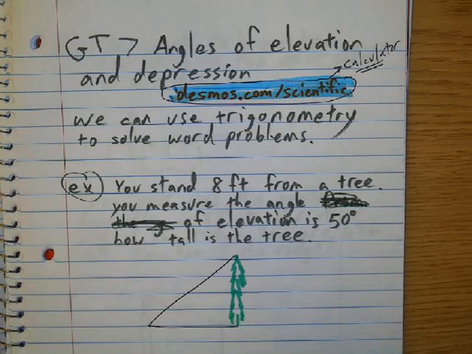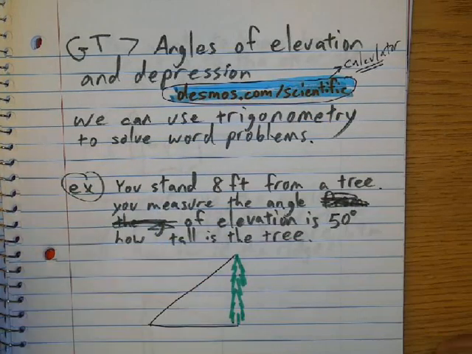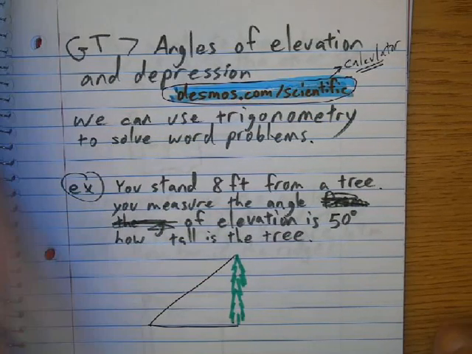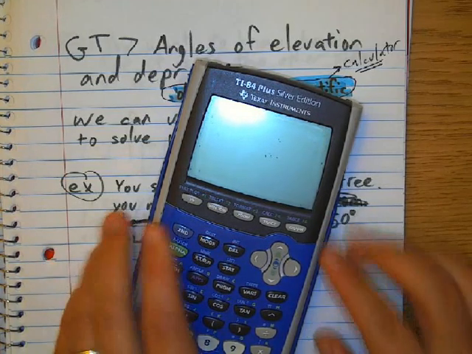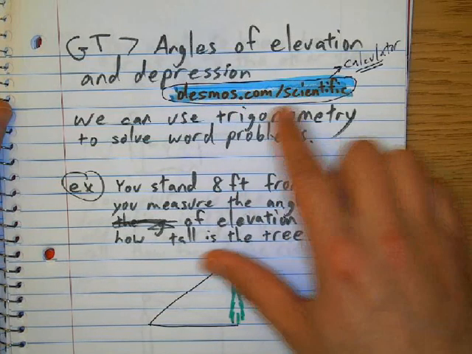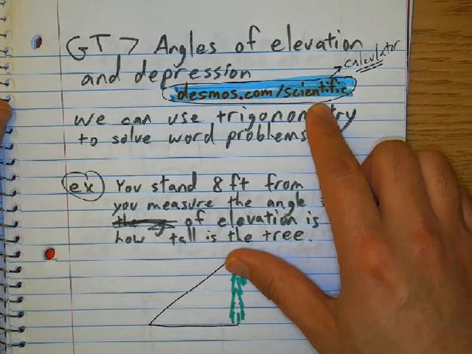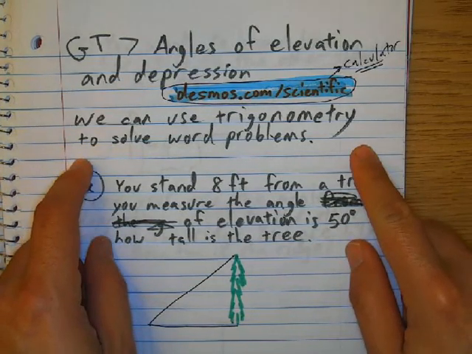All right, we're going to talk about angle of elevation and depression, and we're going to solve these using trigonometry. Now, I'm using this calculator here for my notes, but if you don't have a calculator, you can go to desmos.com/scientific, and it will get you a calculator that will work as well. So we're going to use trigonometry to solve some word problems.